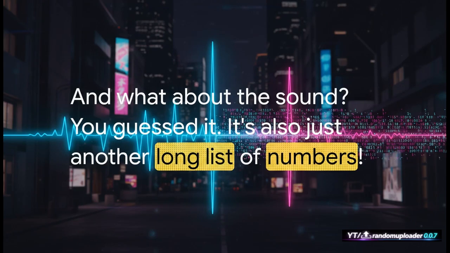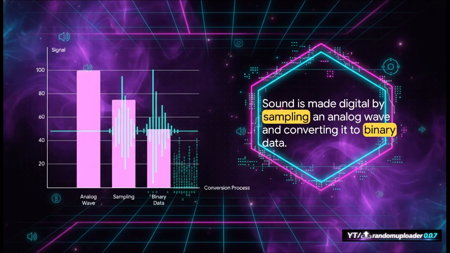But what about the sound that goes along with it? Well, by now you can probably guess the secret, right? Yep. It's just another long list of numbers. So how do you turn a sound wave into numbers? Well, it works kind of like this. Sound in the real world is a smooth, continuous wave.